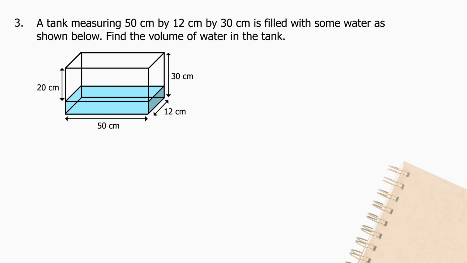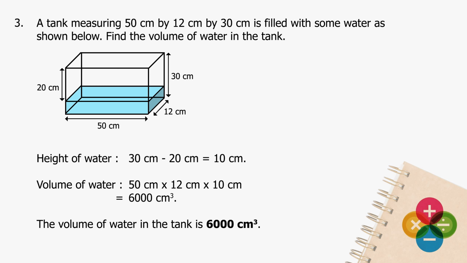Question 3. A tank measuring 50 cm by 12 cm by 30 cm is filled with some water as shown below. Find the volume of water in the tank. The height of water will be, subtract 20 cm from 30 cm, and the difference is 10 cm. The volume of water will be, multiply 50 cm by 12 cm, and then by 10 cm, and the product is 6,000 cm³. The volume of water in the tank is 6,000 cm³.